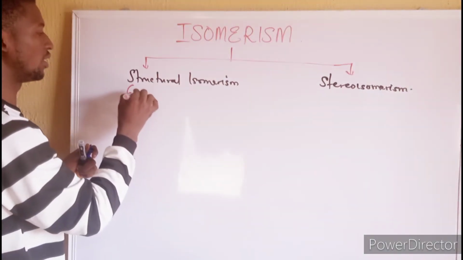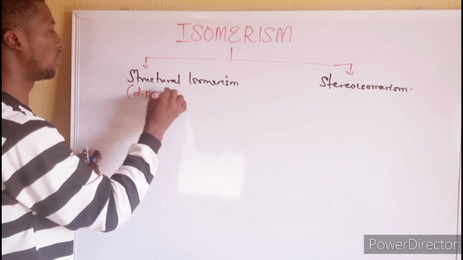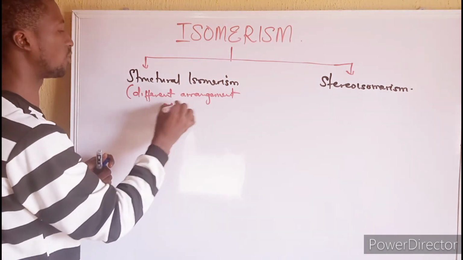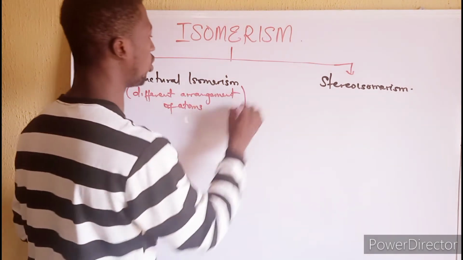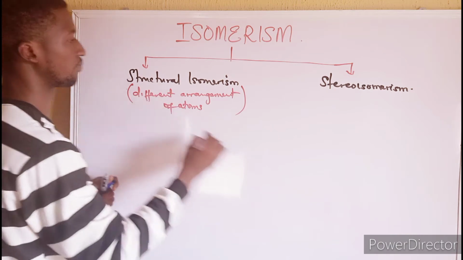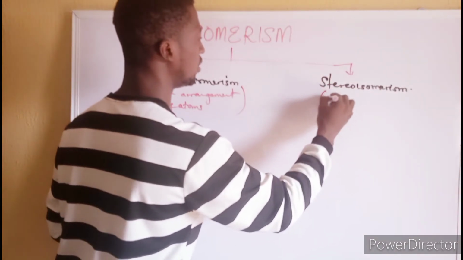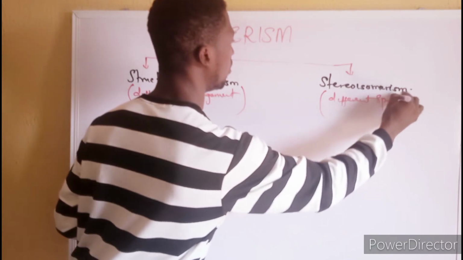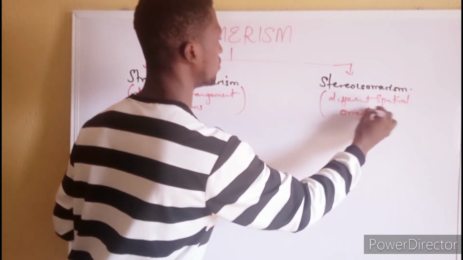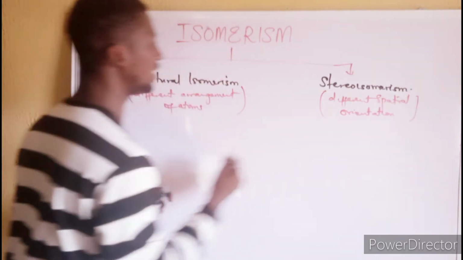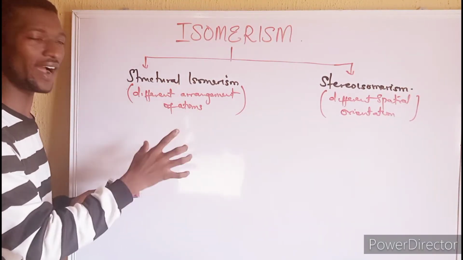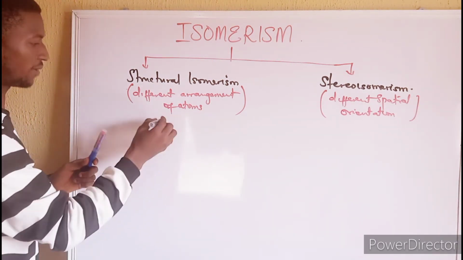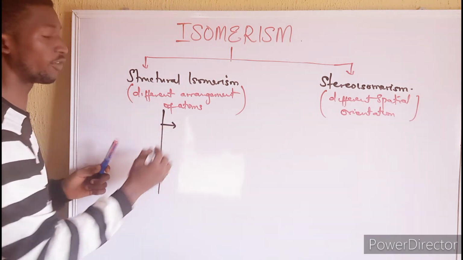So this one is due to a difference in the arrangement of atoms, and this one is due to a different spatial orientation. In this case, we can further divide structural isomerism into four different types.